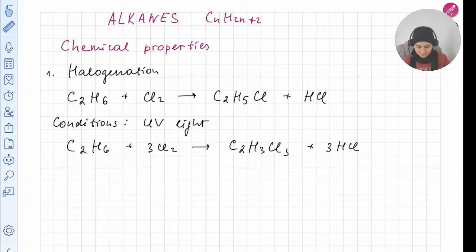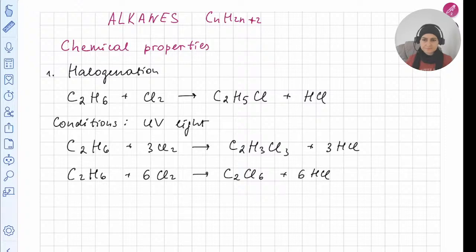You can substitute more. You can substitute all 6. Let's substitute all 6. Then you need 6 Cl2, right? And you'd form C2Cl6 and 6 HCl.